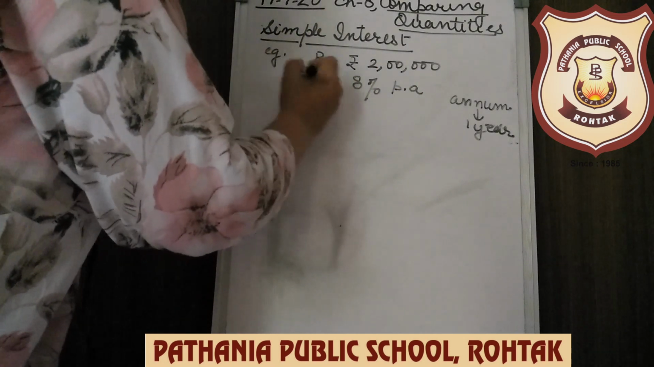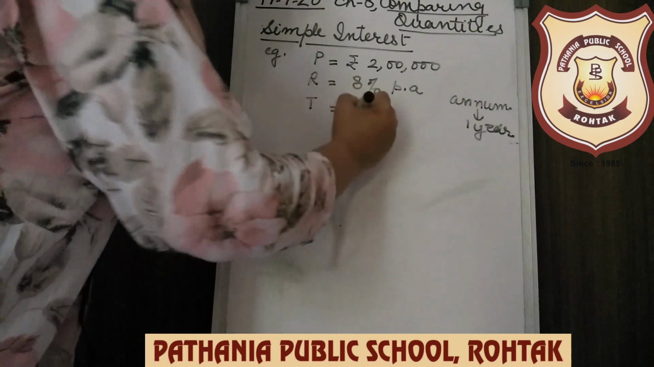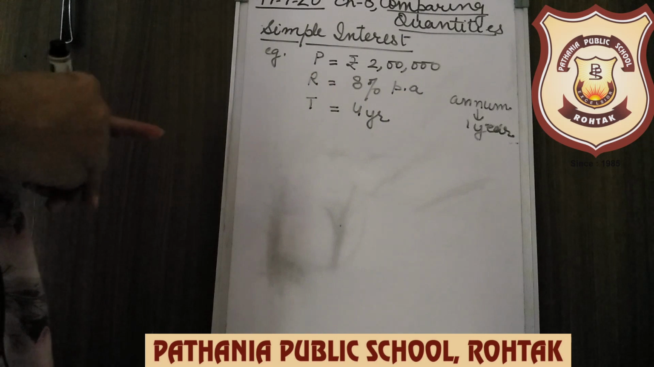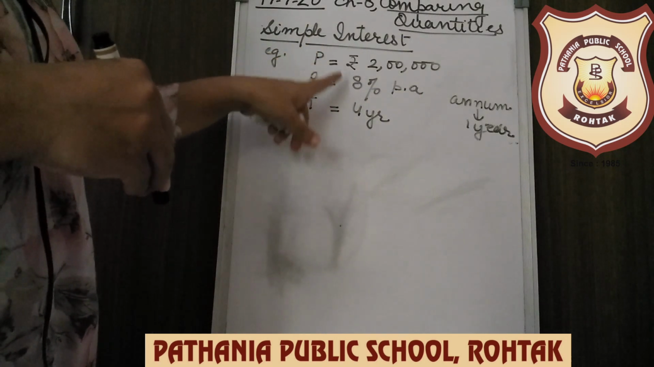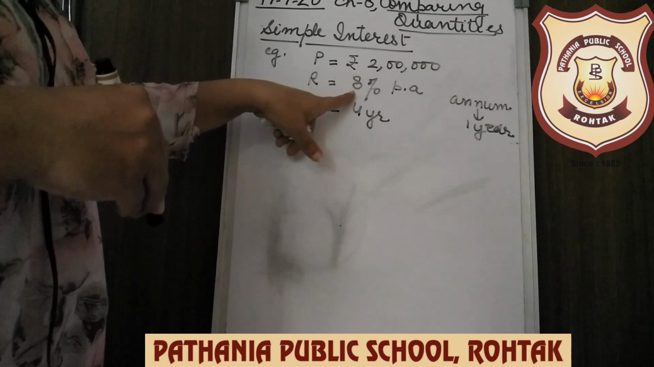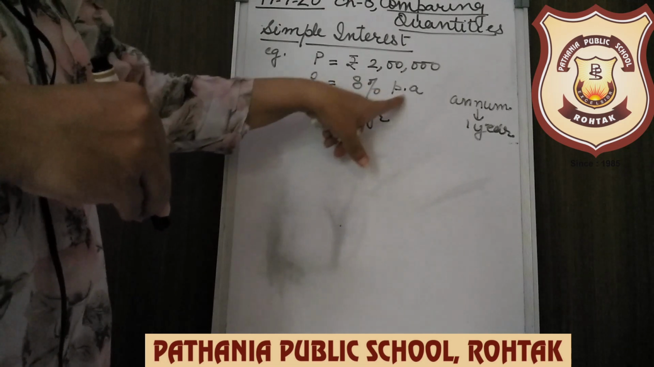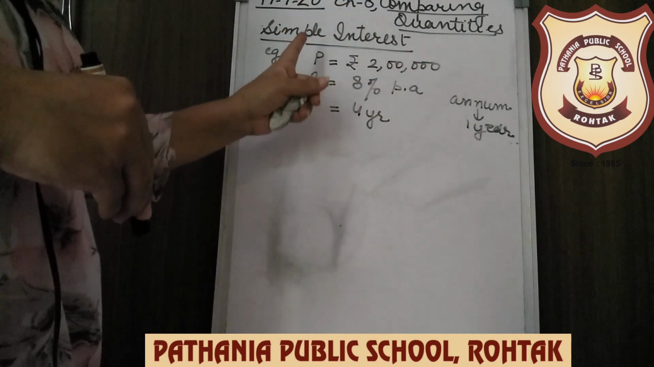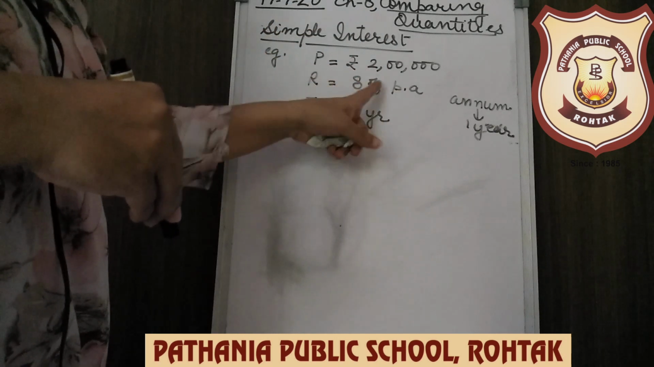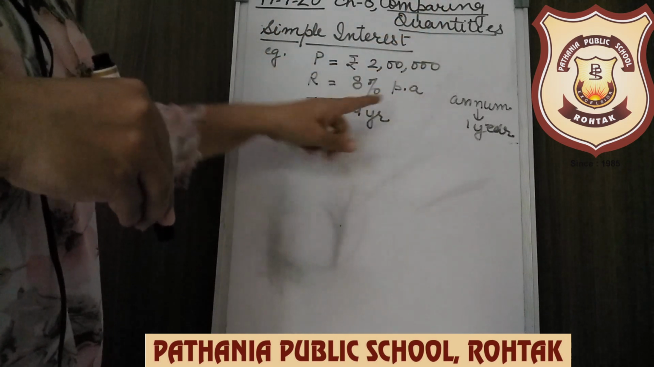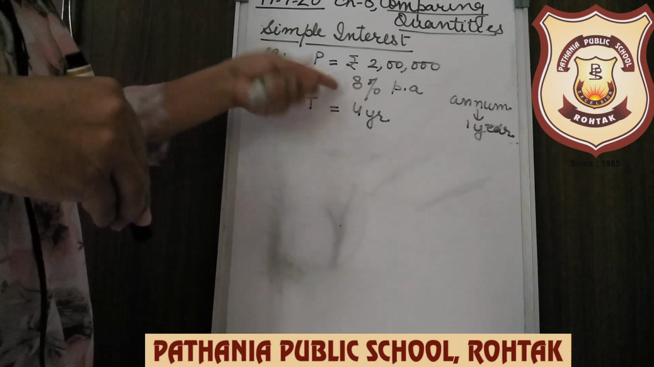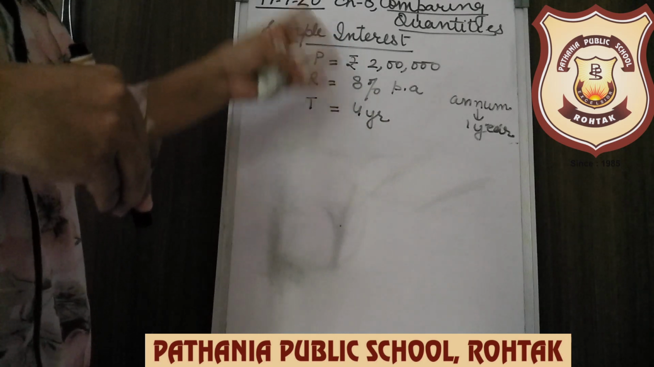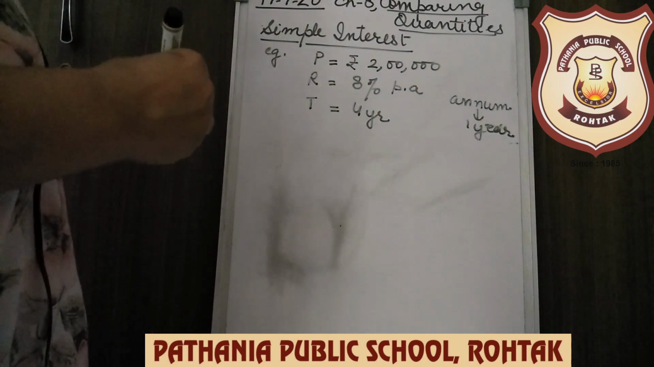Now then comes time. For how much time are you going to keep it? It is 4 years. For 4 years the money will be kept in the account. There you will get interest at a rate of 8% per annum. Percent means per 100, and interest per annum means for 1 year you will get 8%. Again for the next year you will get 8%. So in this manner the interest is calculated.